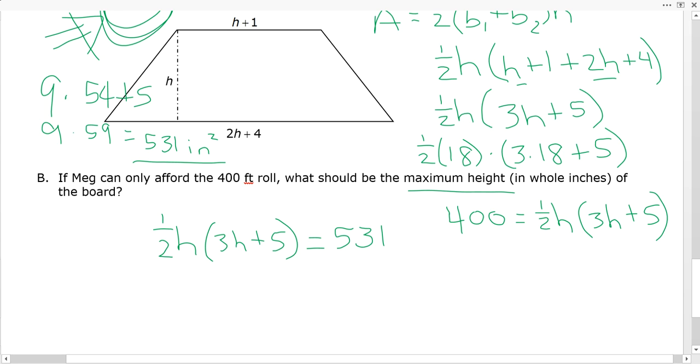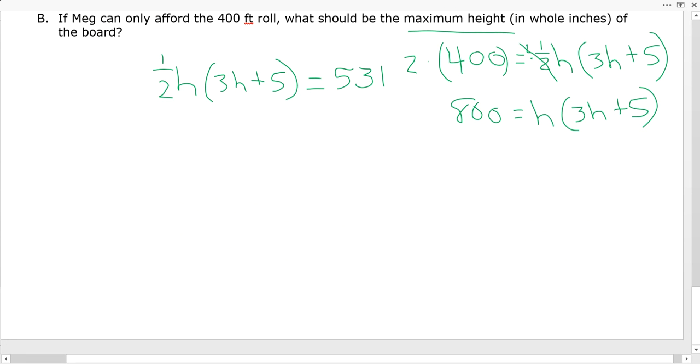The one thing I can do is multiply both sides by 2 to get rid of that 1/2. So now I have 800 equals h times 3h plus 5. And we're just going to guess and check because we are not going to solve these kinds of problems yet, but we will soon. So I'm going to make a little chart. I have h and I have area, and I know that if h is 18, then my area is 531, and I want less than that.